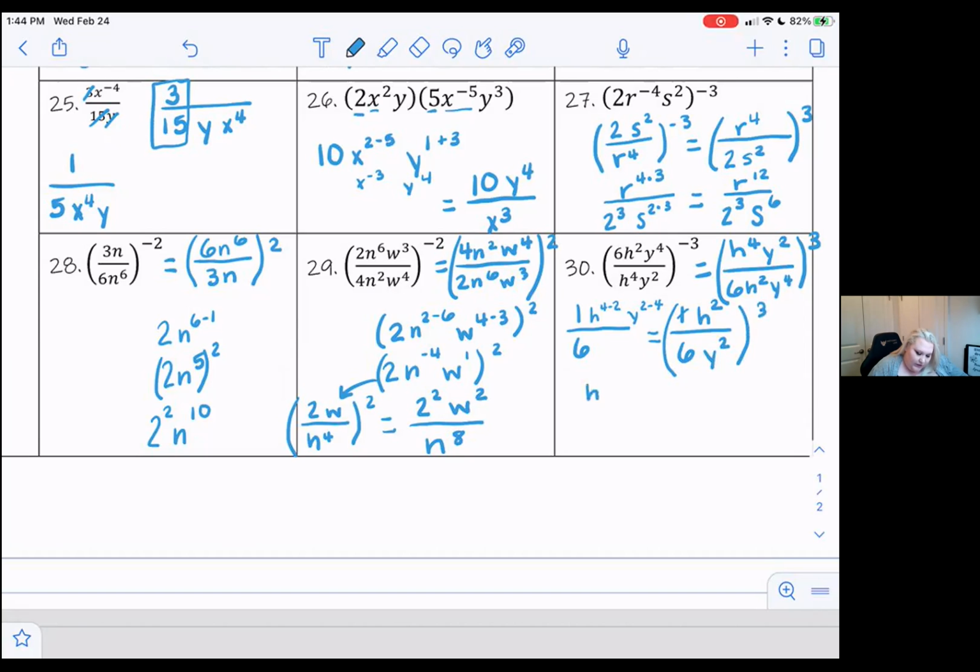So I get h to the 6, that was 2 times 3, 6 to the 3rd, and then y to the 6th, because that's 2 times 3.